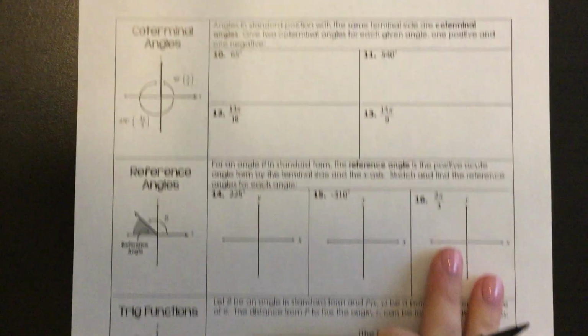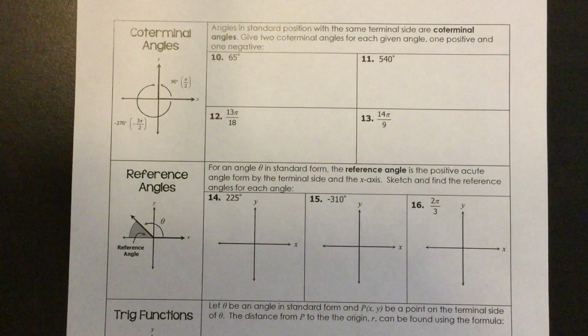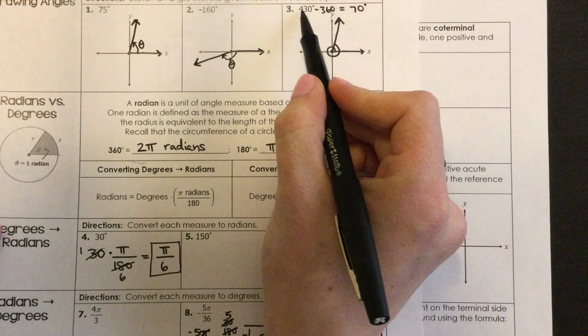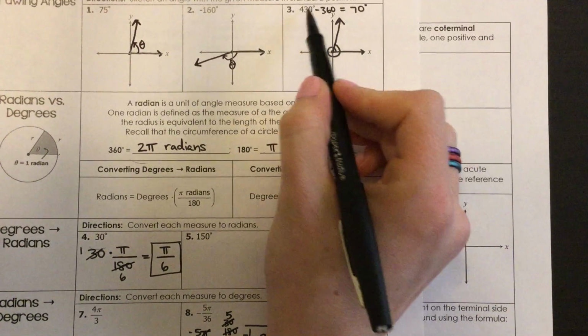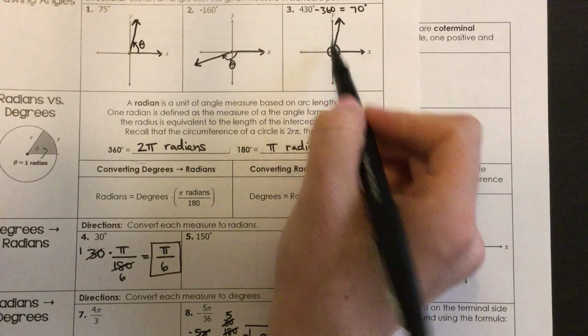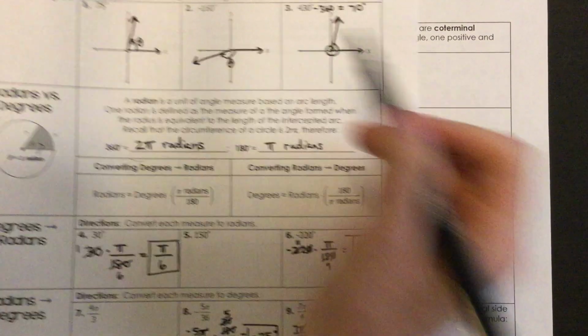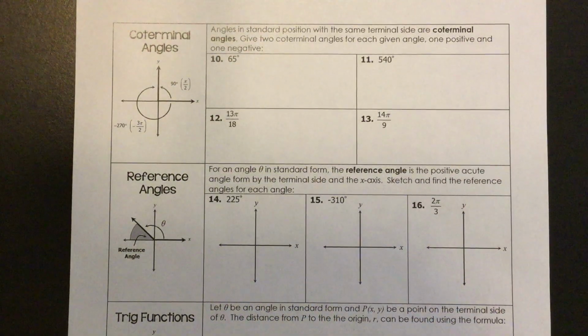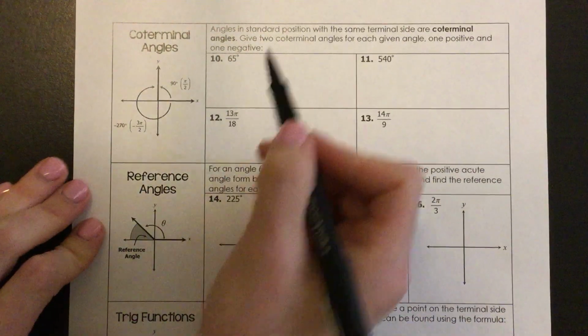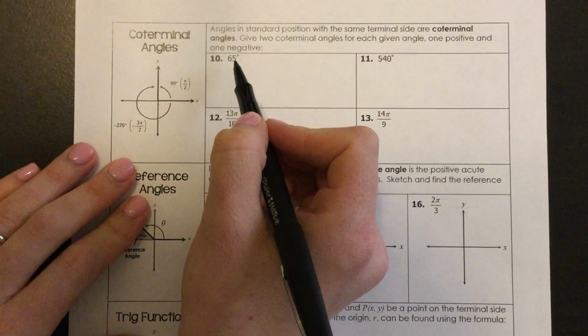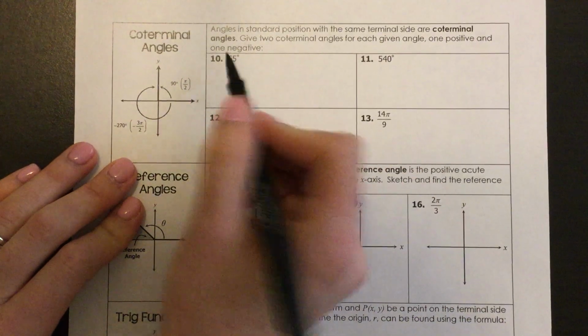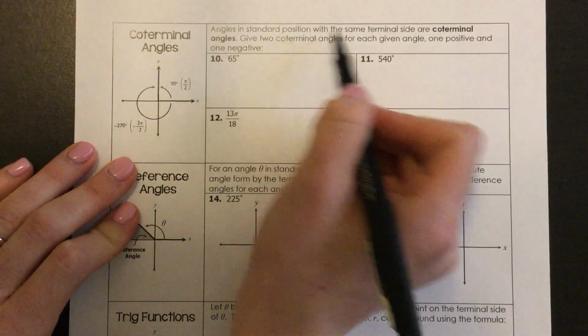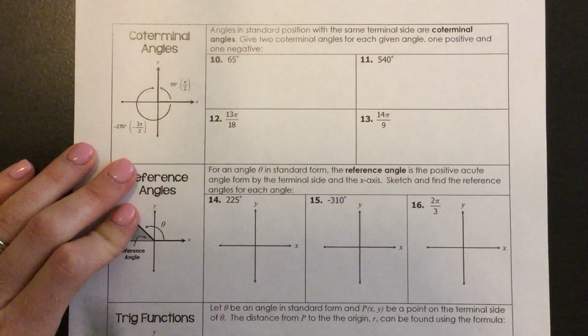So next page, we're going to talk about something called coterminal angles. Coterminal angles are those that land in the exact same spot. So this is actually a good example. 430 and 70, we would say those are coterminal because their terminal side would be in the exact same spot. So that's what our definition is. If you have a different angle measurement, like let's look at number 10, 65 degrees, we can find 2 other coterminal angles, one positive and one negative.